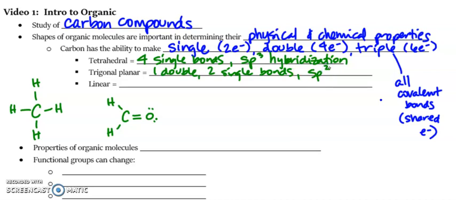Linear can be made 2 different ways. It can either be 2 double bonds, which would look like carbon dioxide, O double bond C double bond O.